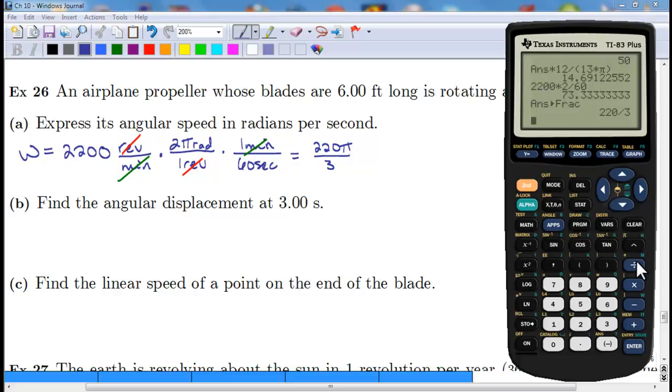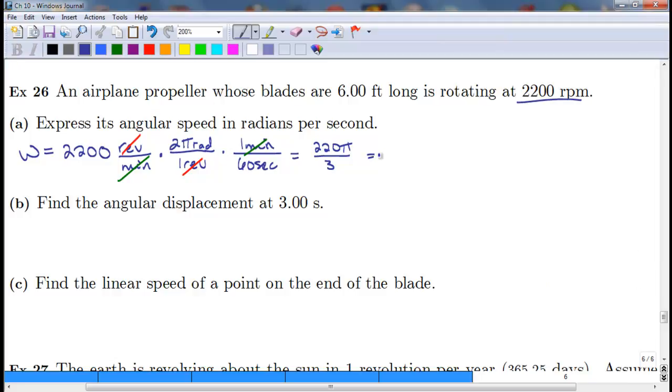If we wanted to, again, we could just multiply by pi to get our approximate answer, which is 230.38. And again, we've converted this to radians per second. So this is one of the rare cases where you actually see radians given, and the only reason is just because it makes it a little bit easier to see the units.